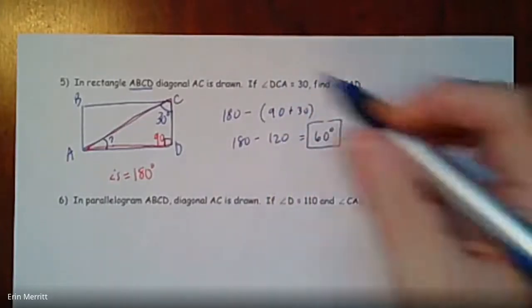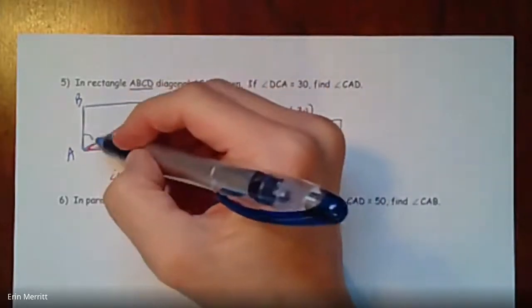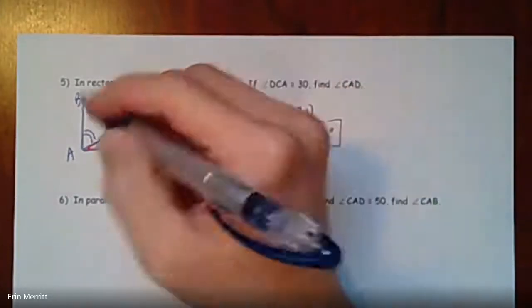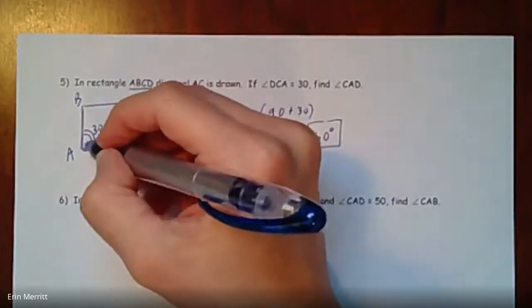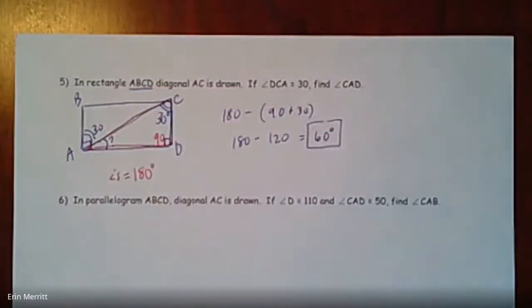Another way to look at it, you might have said, hey, parallel lines. Here's some congruent alternate interiors. And then these two together have to form a 90-degree angle. So lots of ways to approach it.